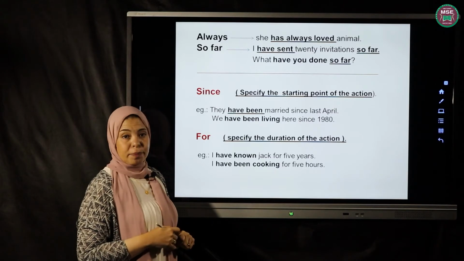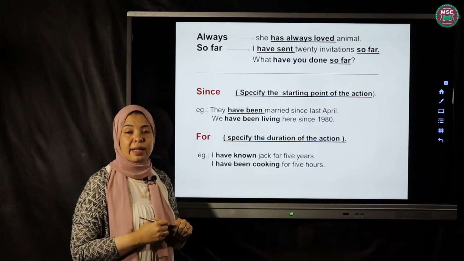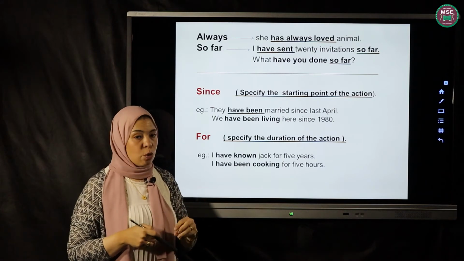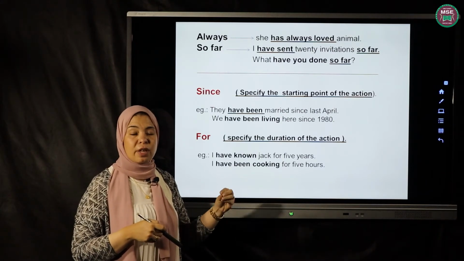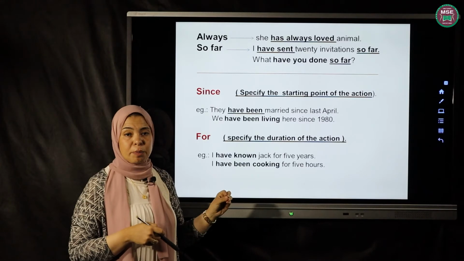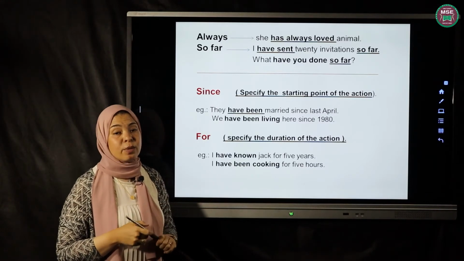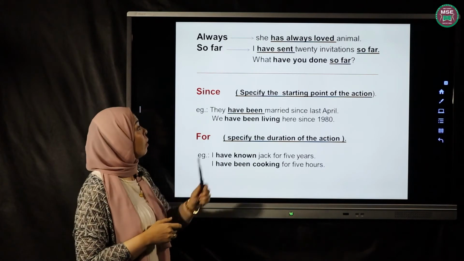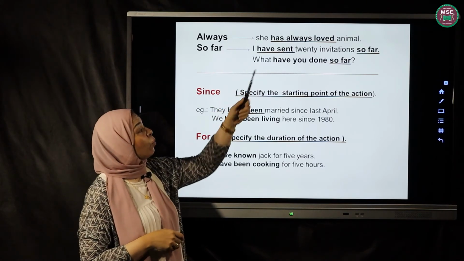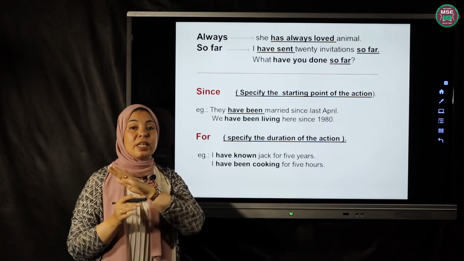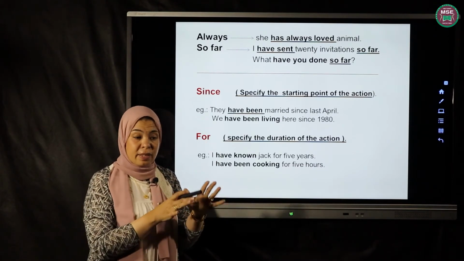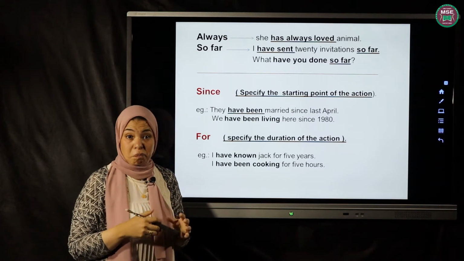Always and so far. Always is not only a key word for the present simple. I know all of you memorized that always is one of the time expressions of the present simple. No, it's not a must. I can use it with the present perfect because the meaning here is totally different. As you see in the example, she has always loved animals. It means that she has always loved animals and she still has this emotion.